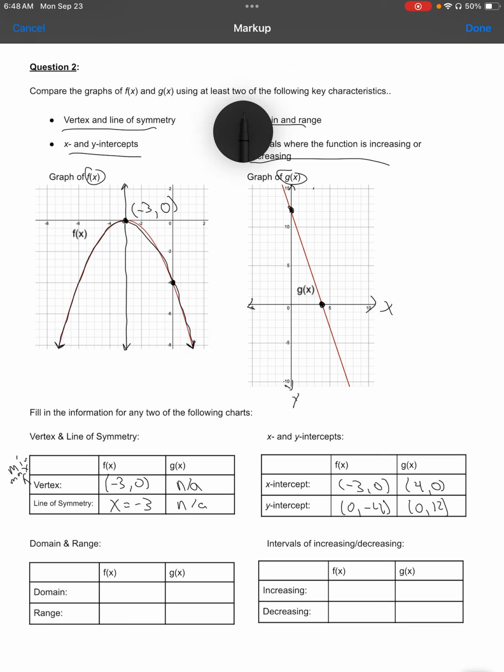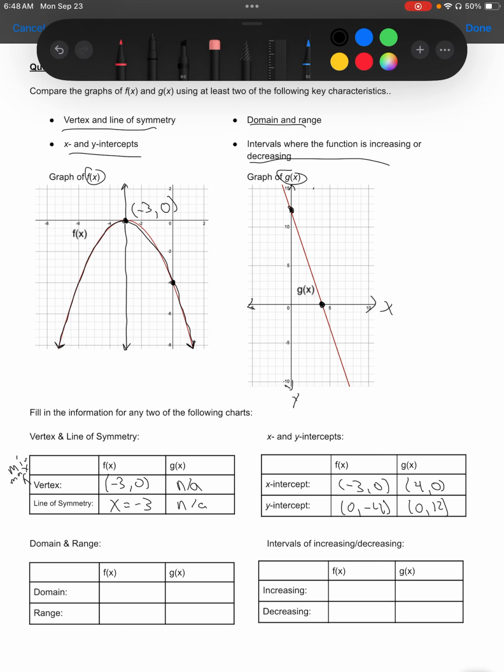So when we have a graph that is going to the left forever and to the right forever, that is going to be all real numbers. Or we also talked about it being from negative infinity to infinity. So another way you could write this answer, same thing, would be from negative infinity to infinity. Just two different ways of writing the same answer.